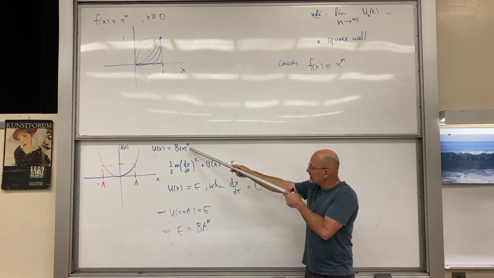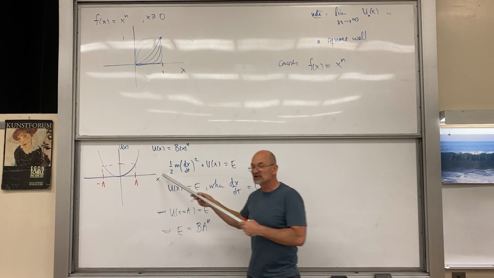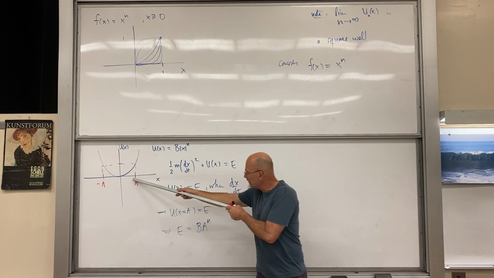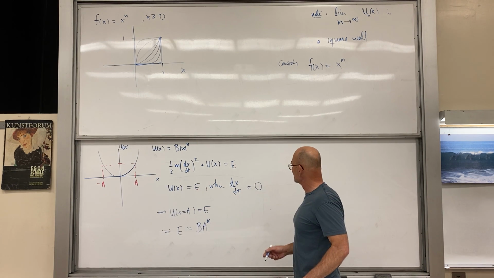By the way, that's also how we're going to get rid of this absolute value sign, because we have a symmetric function in each case. We'll just restrict ourselves to the positive axis. Okay.